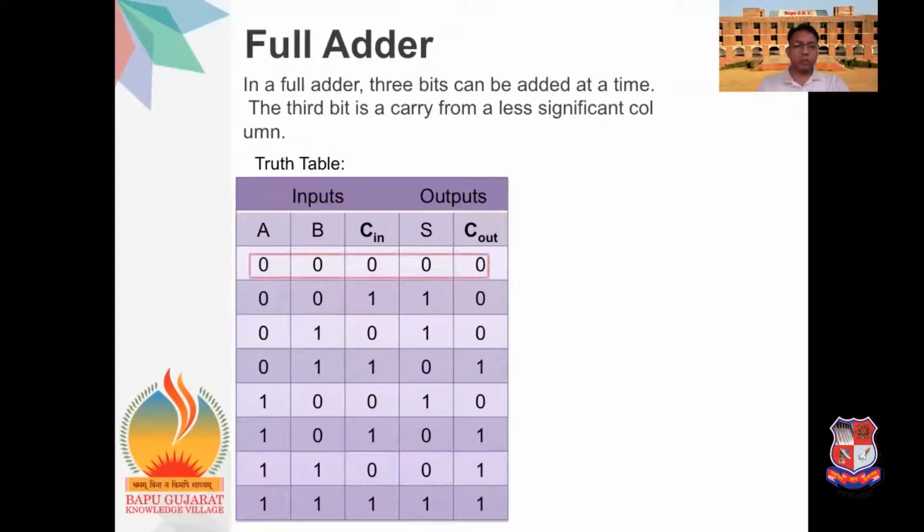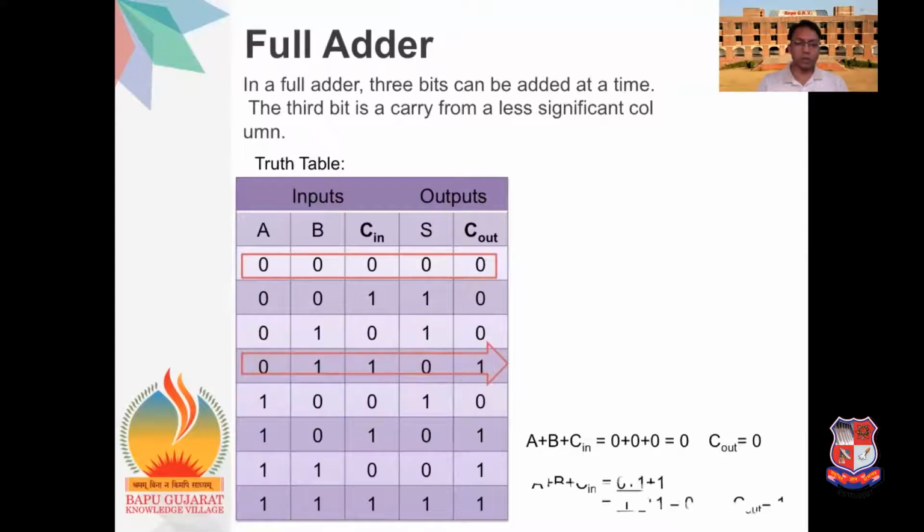So let's see how this sum and carry out are presented. Here A and B are just like the half adder, but the third bit C in is added in this full adder. In the first combination, 0 0 0, the 3 bits are added and the sum is 0 and the carry out is also 0. Now let's take another combination. In that, A is 0, B is 1 and C in is 1. So in that case 0, 1, 1. First we add 0 and 1. It shows the output as 1.